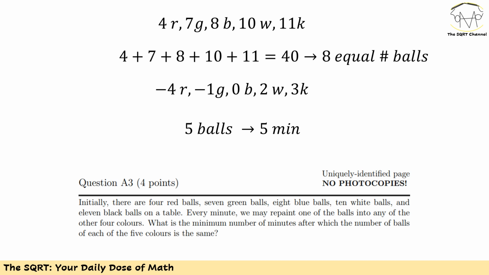For example, I can start with painting the 2 white ones as red, and then another 2 black ones as red, and then 1 remaining black one as green, and then I'm done. So I need 5 minutes to do what the problem is asking.